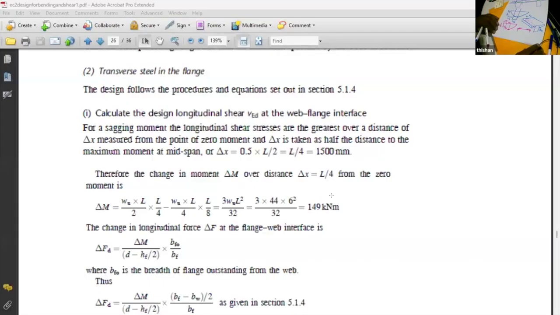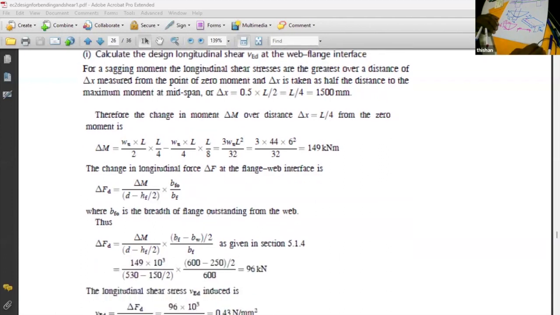So the change in moment is 149. Then you can find the force is D minus HF by 2, the lever arm. And that particular example has flanges on both sides, so you have to find what is the exact force. And the exact force has been found as 96 kilonewtons.